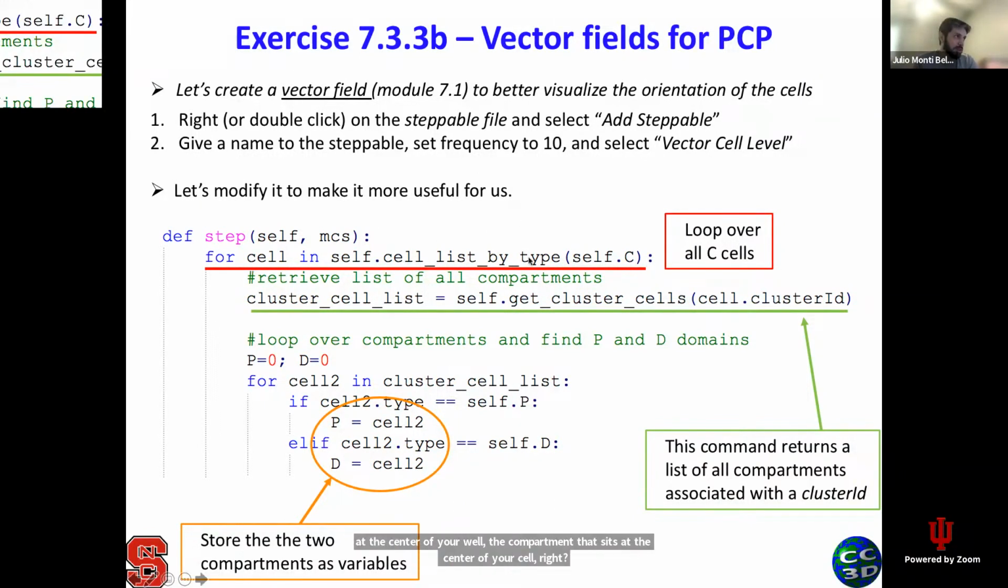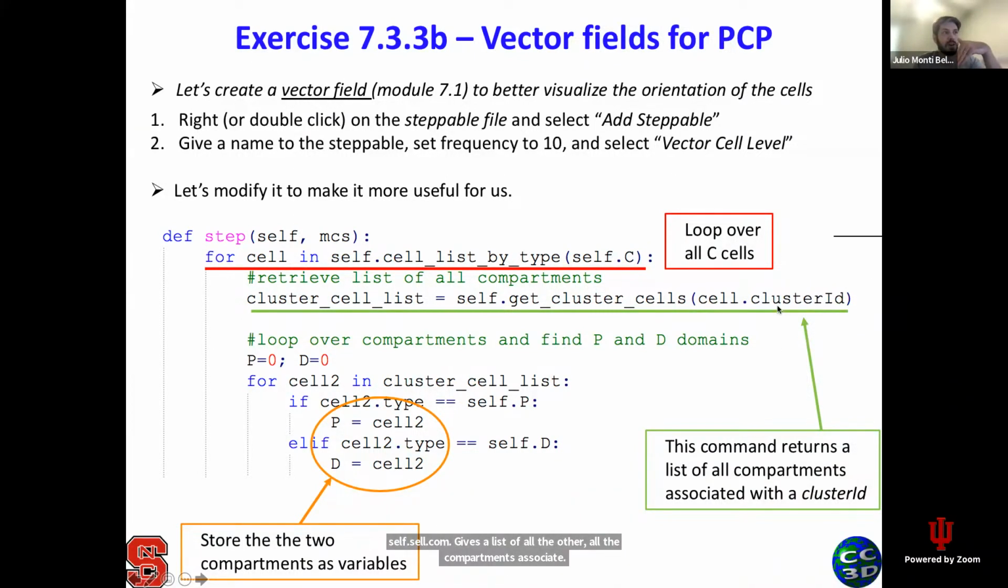So let's make a loop of all the cells of a type. So this loops over all the C cells, okay? And then you have to type this command here. Let's create the self.get_cluster_cells. cell.cluster_ID gives a list of all the compartments associated with a cluster of a given ID.